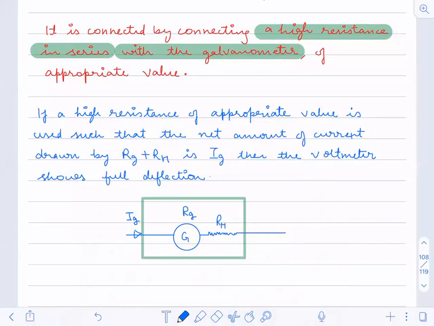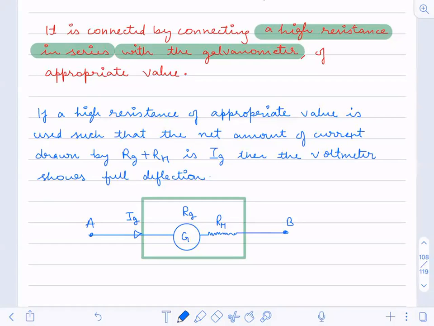Now suppose this is point A and this is point B. So now you have to find out the value of RH here. We have to find out the value of RH.